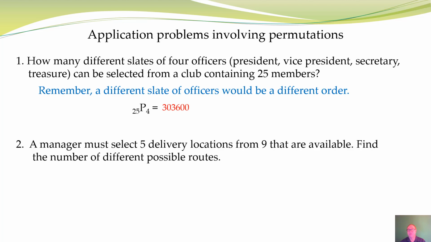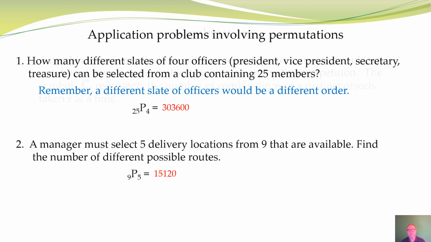Question 2. A manager must select 5 delivery locations from 9 that are available. Find the number of different possible routes. In other words, he's going to go from one location to the next, to the next, to the next. But he's going to use 5 out of the 9. So how many routes are possible? Well, this would be 9 permute 5. And if you calculate this, you would get 15,120 different routes.